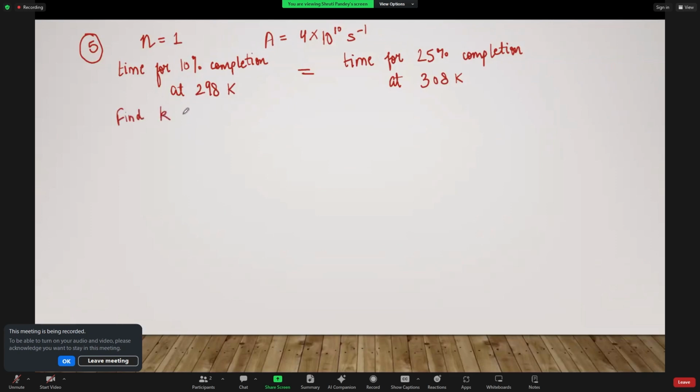K at, okay, so this is some third temperature, 318 Kelvin, even higher, and the activation energy. Okay, so this is a good question actually. Seems tricky. So first of all, because they have given the order of the reaction, तो हमें सबसे पहले क्या करना है? For a first order reaction, write down the integrated rate law.